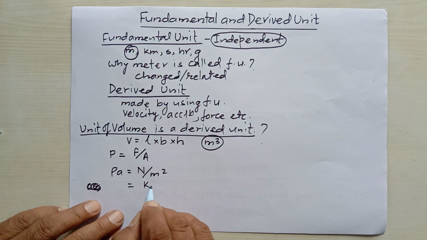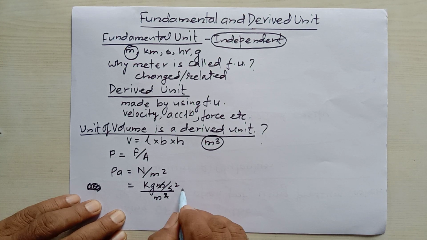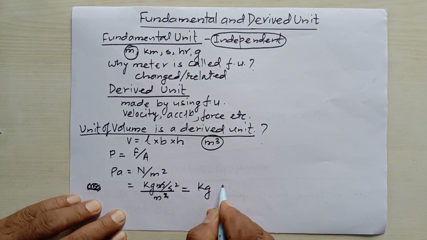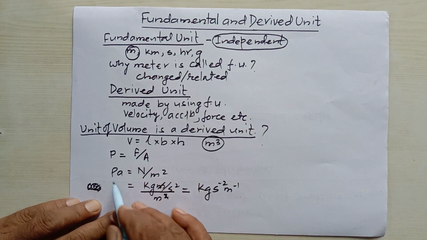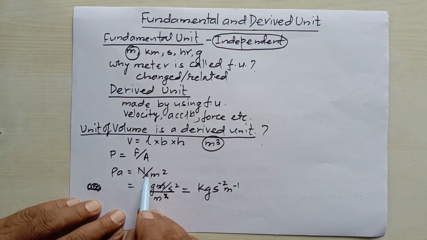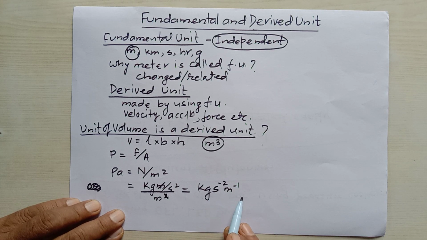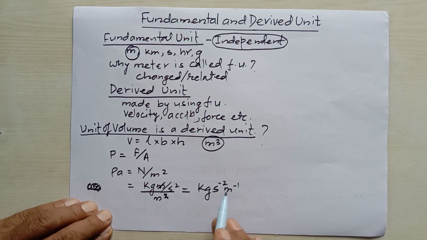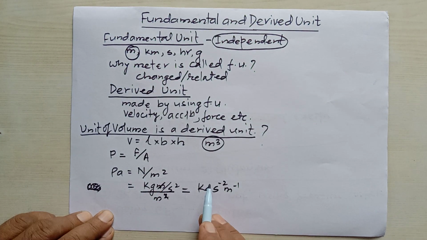Now, Newton's expanded form is kg meter per second square. Upper there is meter square in the denominator, and meter square cancels. What remains is kg and second square, and meter is in the denominator, so we write second to the power minus 2 and meter inverse. If you are told to write why the unit of pressure is a derived unit, you can show this. Thus the fundamental units kilogram, seconds and meter make the unit Pascal. Since a unit expressed in terms of fundamental units is called a derived unit, the unit of pressure is a derived unit. This way we can differentiate fundamental unit and derived unit.